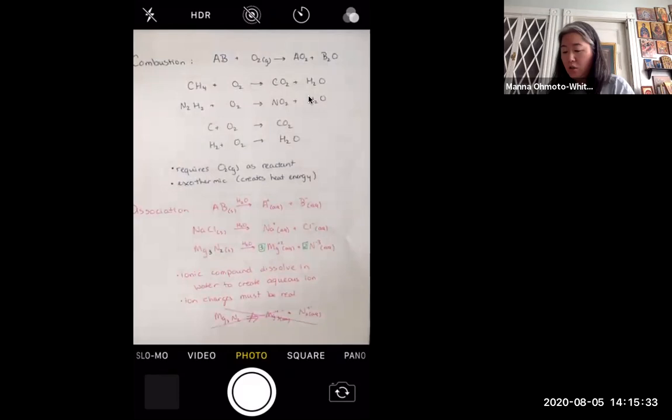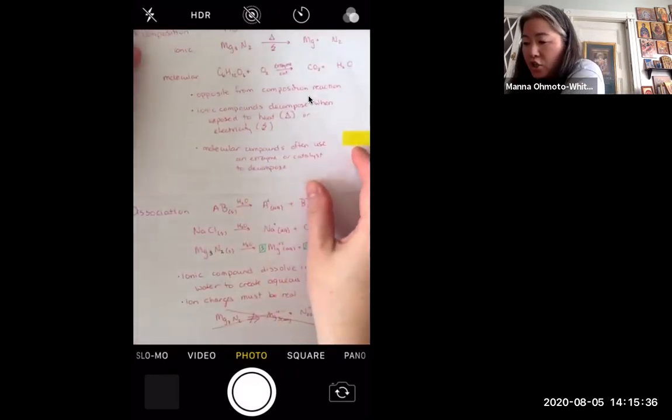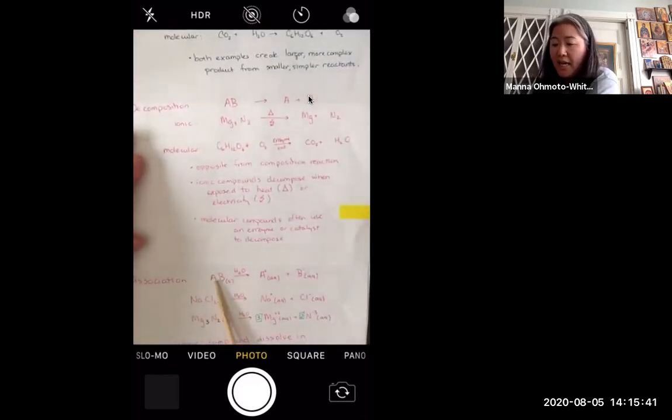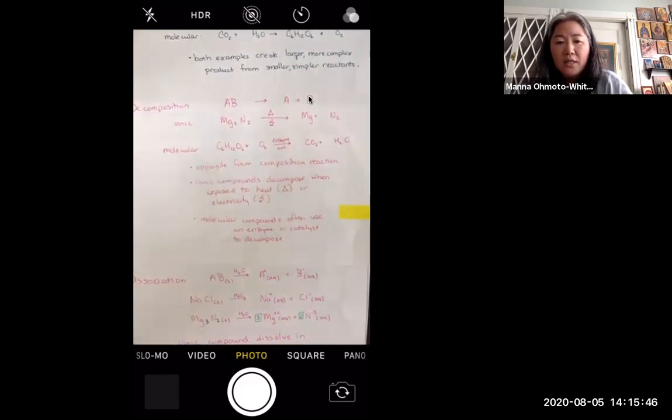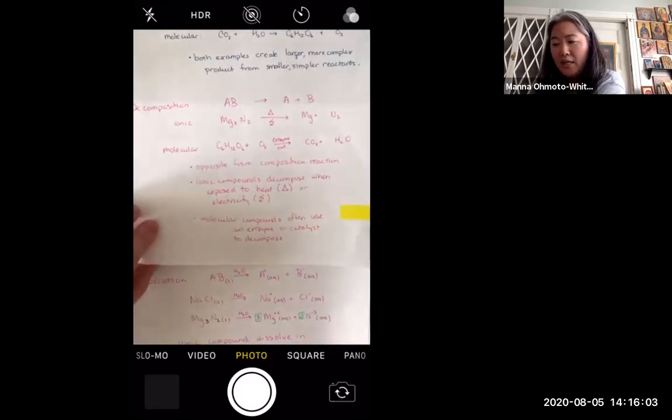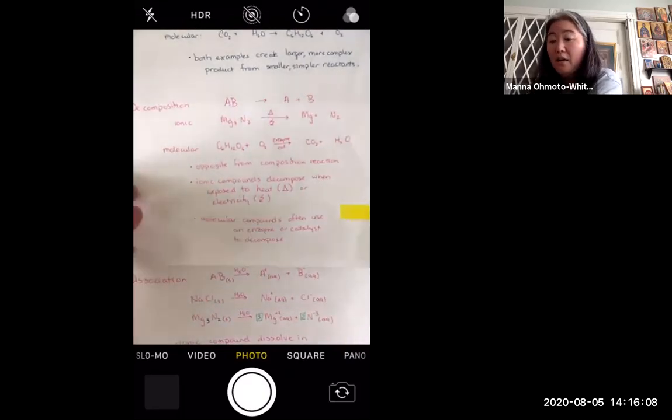The ion charges have to be real. One thing to notice is that dissociation and decomposition look very similar. I'm taking AB and creating A and B by themselves. The difference is that dissociation is done in the presence of water, creating aqueous ions. Decomposition is done in the presence of heat or electricity, and the products are not aqueous and not ions. They look similar, and it's easy to confuse them at first, but they are very different reactions.